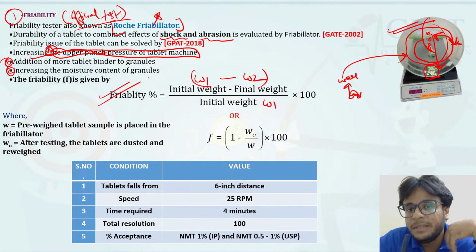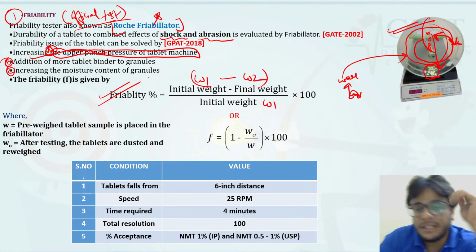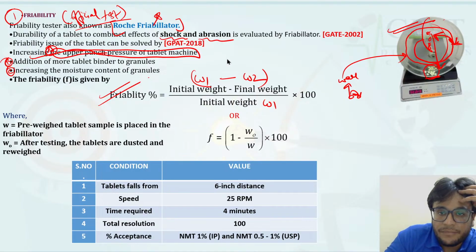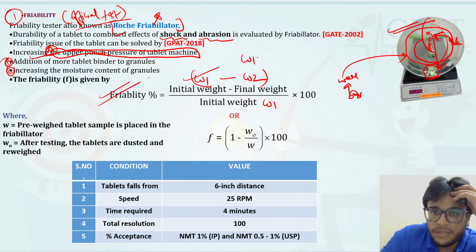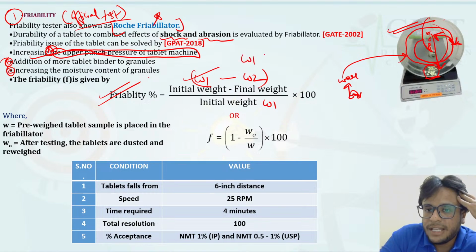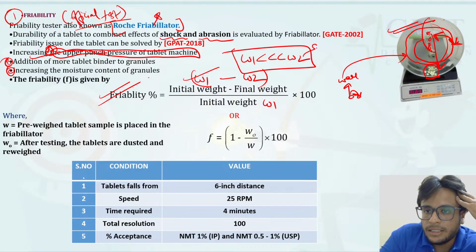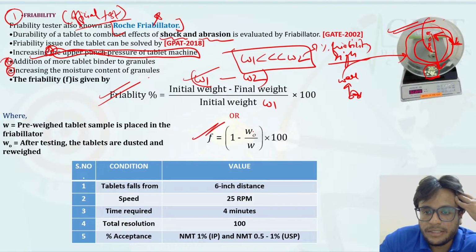If the percentage friability is more, then the difference between W1 and W2 is going to be high. If W1 is very much less than W2, then what can we say? The percentage friability is very high. This formula can also be written as F equals 1 minus W naught over W, where W naught is the initial weight and W is the final weight.